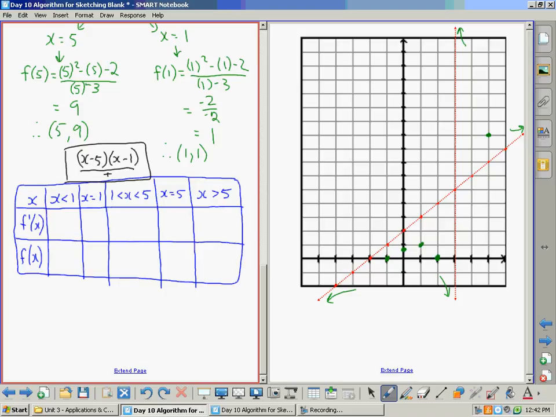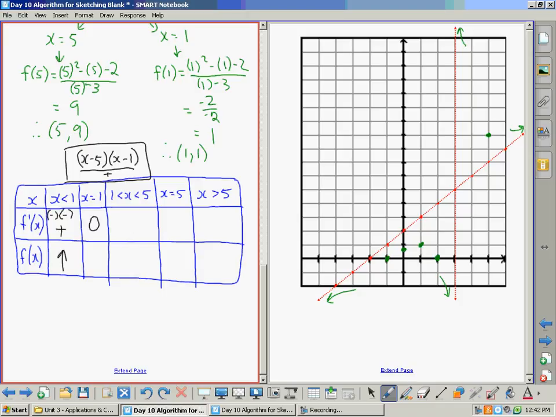So we pick a number that is less than 1, so I'll choose 0. When I put in 0, 0 minus 5 is going to be negative. 0 minus 1 is going to be negative. Again, the bottom is positive, I don't care. We get a positive, which means for the first interval, it's increasing. When you put in a 1, of course, you're going to get 0, so that's normal.